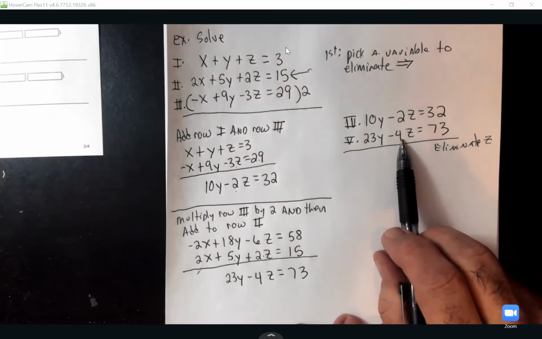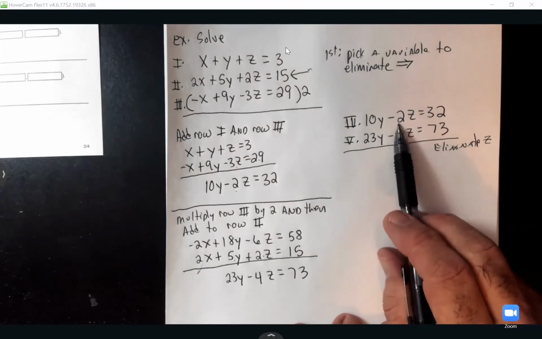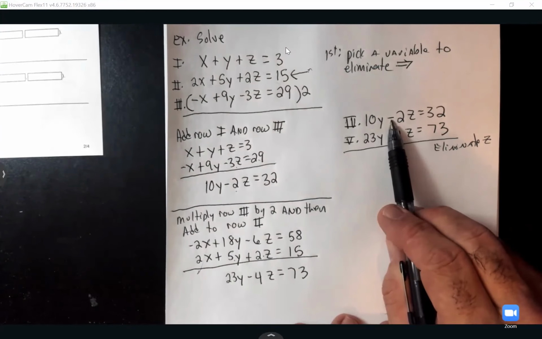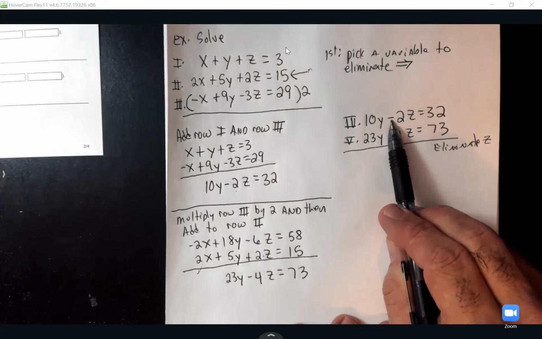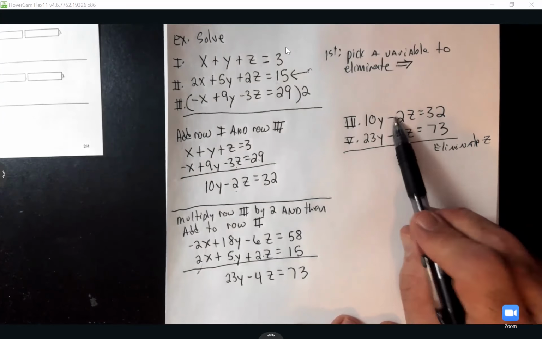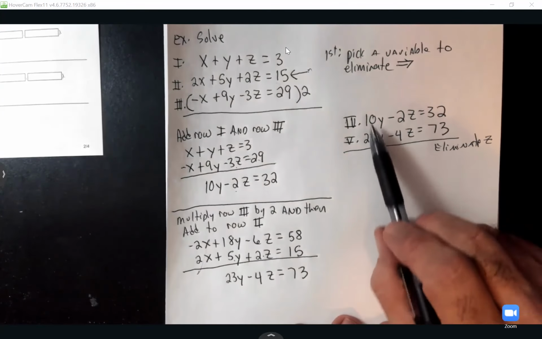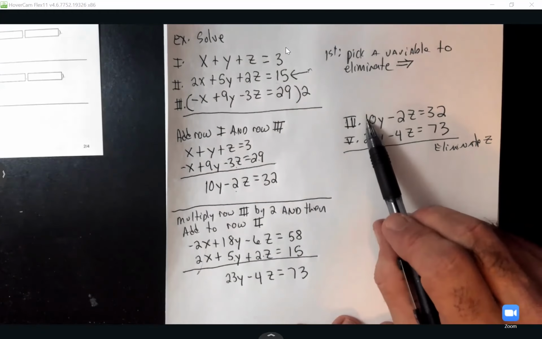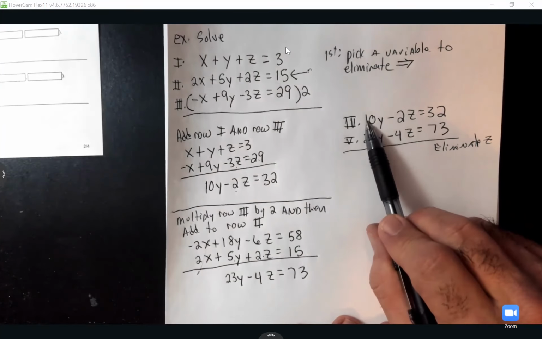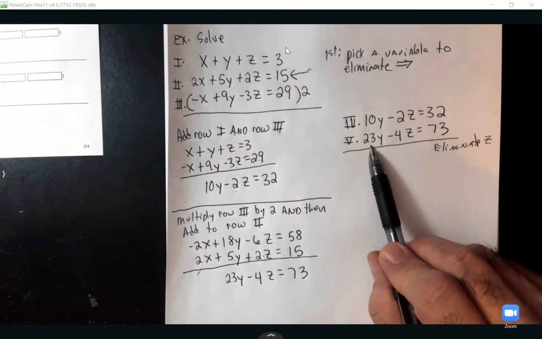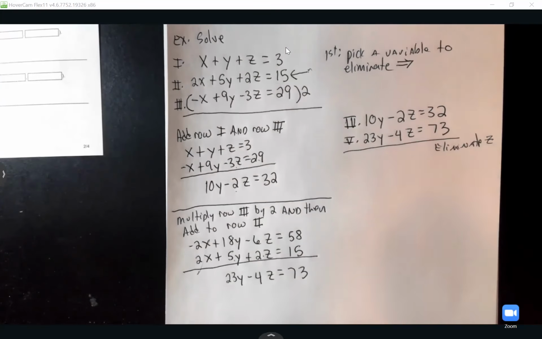Because to eliminate the z, I got a -4 and a -2. Can I multiply this -2 by a -2 and make that a +4? And then that +4 would cancel with that -4. If you change the y's, you'd have to multiply this by 23 to make that a 230, this one by -10 to make that a -230. So the y's are a lot harder to cancel, okay?